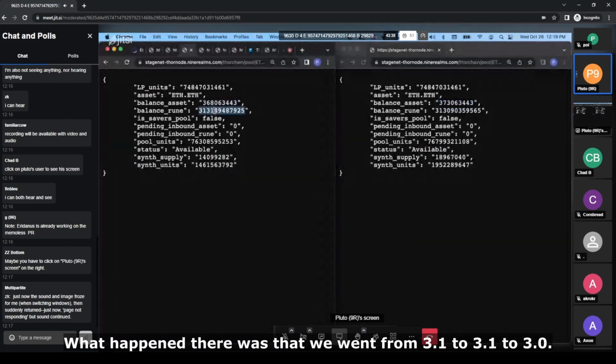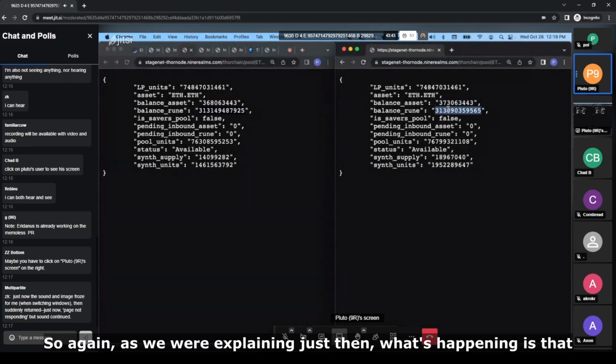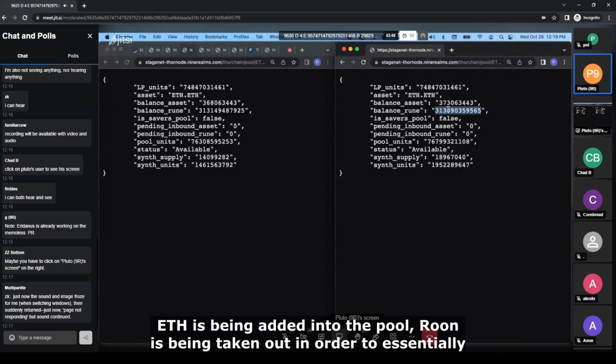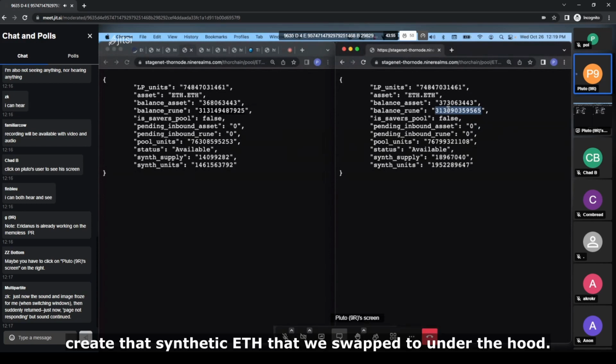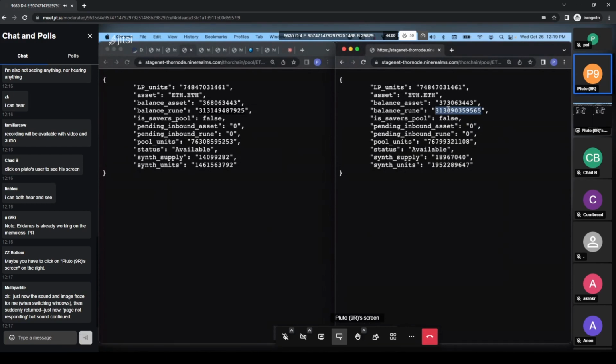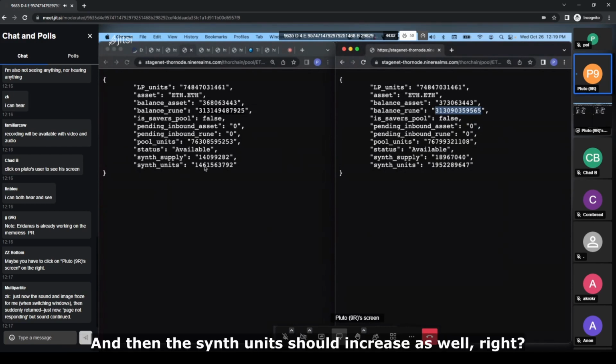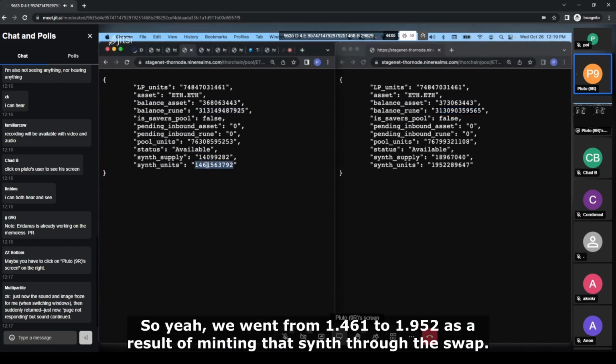3131 rune in the pool to 3130. So again, as we were explaining just then, what's happening is that ETH is being added into the pool, rune is being taken out in order to essentially create that synthetic ETH that we swapped to under the hood. And then the synth units should increase as well, right? So yeah, we went from 1.461 to 1.9522 as a result of minting that synth through the swap.